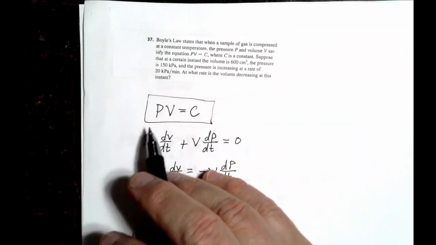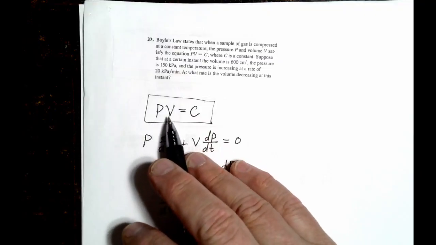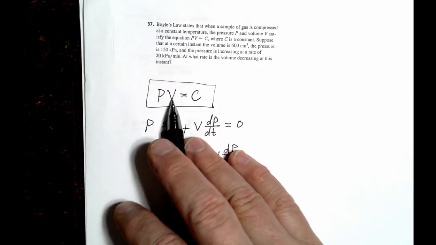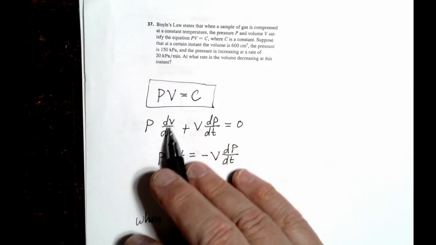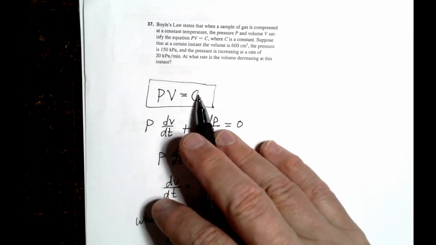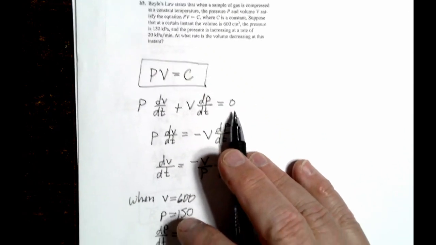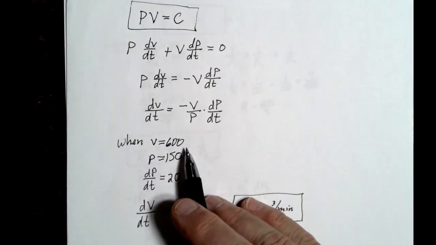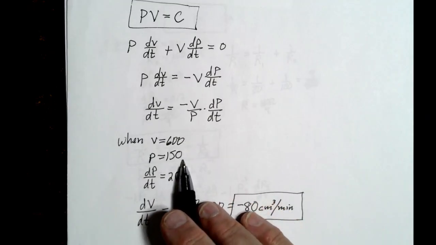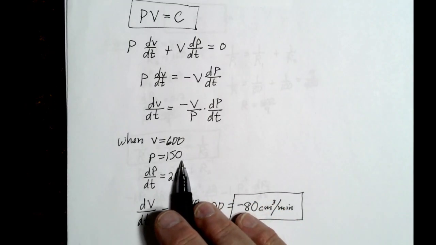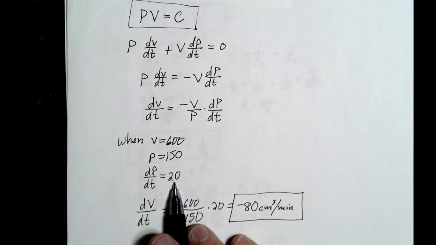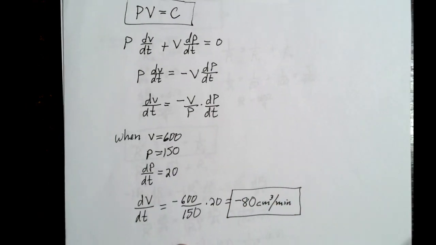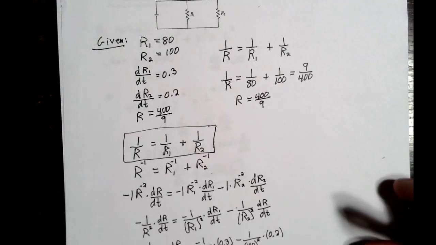Boyle's law says that the formula P times V equals some constant. So when you take the derivative here, you're using the product rule. So P times the derivative of V plus V times the derivative of P equals, since it's a constant, derivative is 0. And so you get this guy here, and you can solve it for V prime. Now we know that V is 600, and we know P is 150, and we know P prime is 20. So when you plug in everything that you know, you get an answer of negative 80 centimeters cubed per minute.